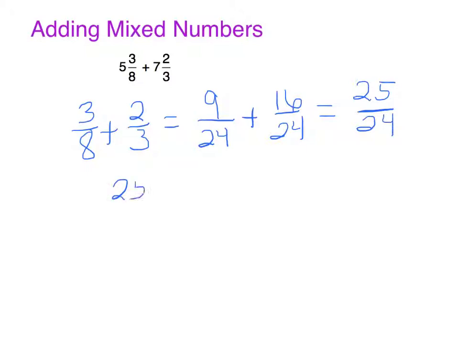If the result is an improper fraction, the next step is to convert it to a mixed number. 24 goes into 25 one time with 1 left over.